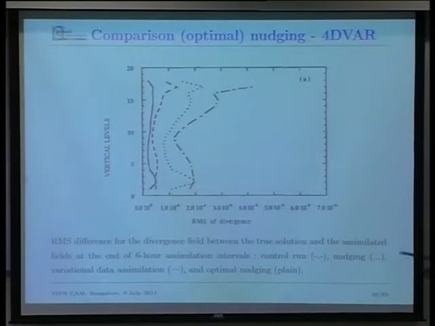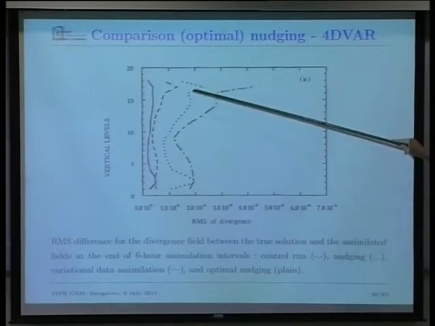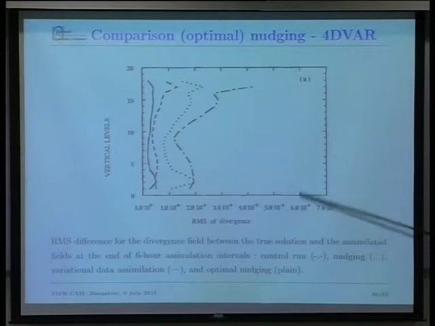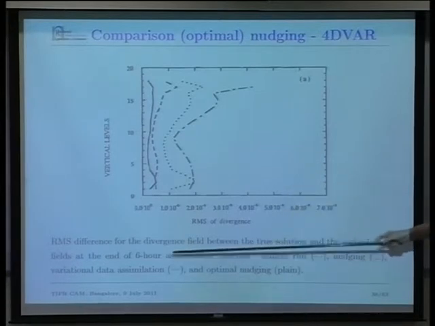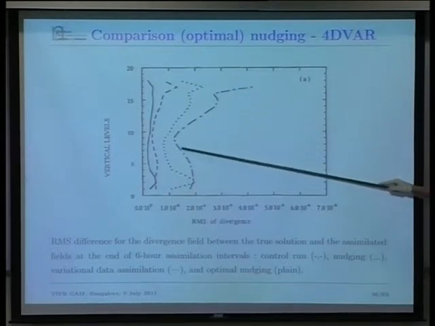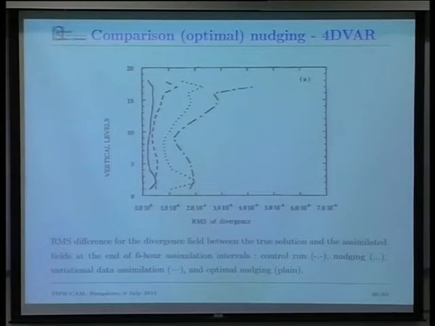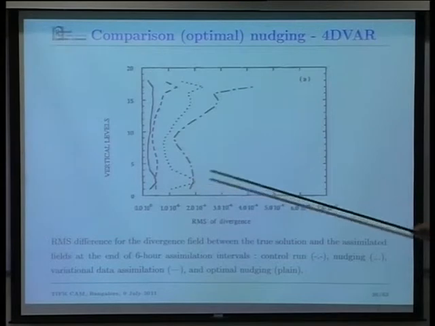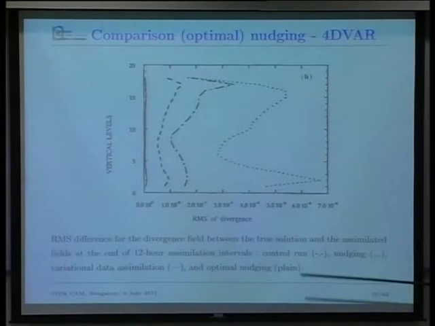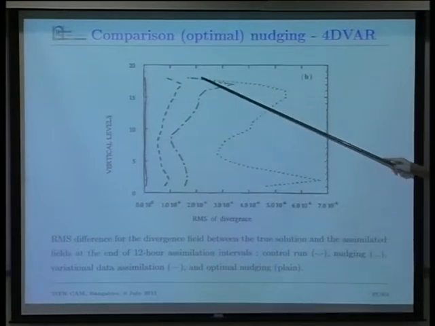So here is the root mean square difference between the true solution and the identified solutions, with the vertical layers here. It's the divergence field, and it's for a 6-hour assimilation window. So the control is there. Here you have no assimilation. Then here you have the nudging, standard nudging. So you didn't optimize K. 12 hours. So the control is still there.